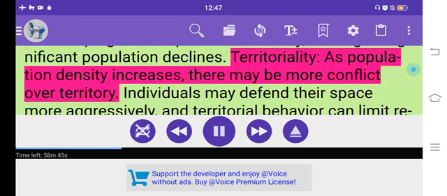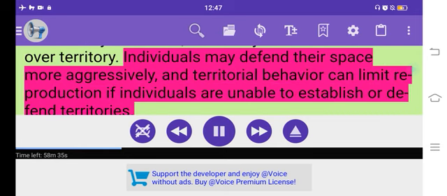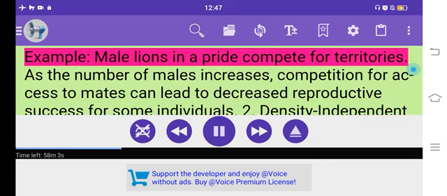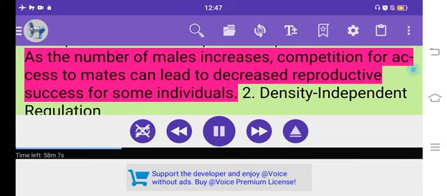Territoriality. As population density increases, there may be more conflict over territory. Individuals may defend their space more aggressively, and territorial behavior can limit reproduction if individuals are unable to establish or defend territories. Example: male lions in a pride compete for territories. As the number of males increases, competition for access to mates can lead to decreased reproductive success for some individuals.